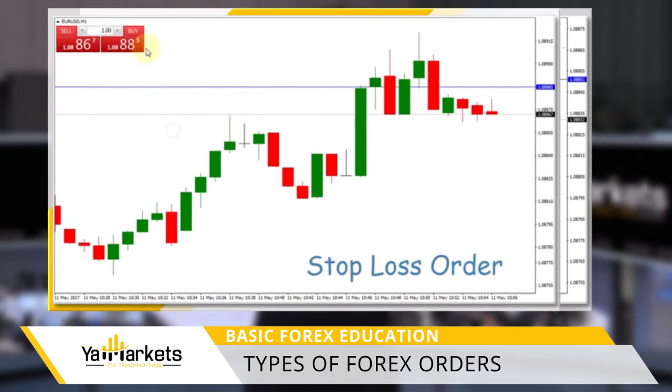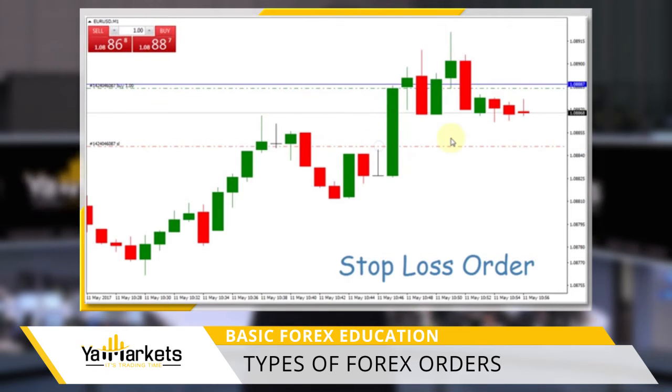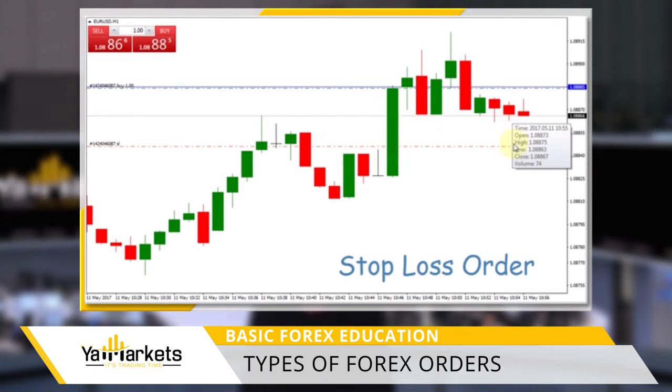A stop-loss order is an order to buy or sell once the price reaches a specified price. It's designed to prevent additional losses if the pricing goes against you. It is the most important order of all.